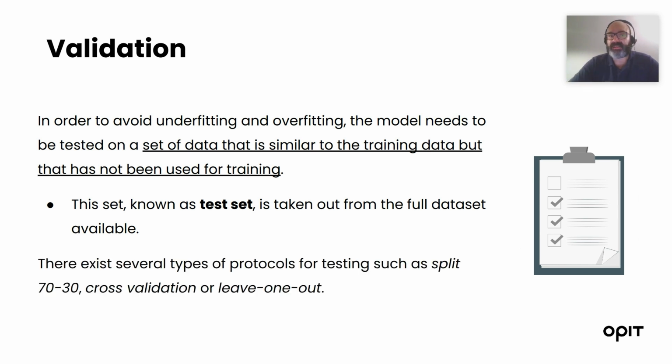There exist several strategies for testing our machine learning model. One of them is known as the 70-30 split, where 70% of the data is used for training and 30% is used for testing. There are other slightly more complicated strategies for testing machine learning models known as cross-validation or leave-one-out.